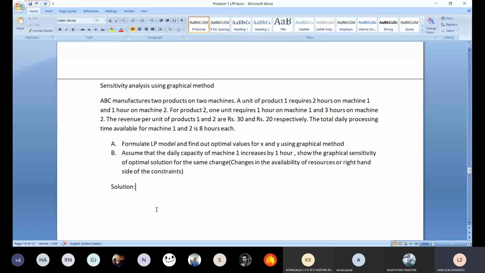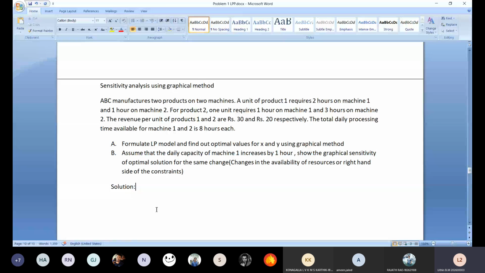Then we have also been given the profit information, which is the revenue per unit of products 1 and 2. So for product 1 per unit, we are going to get a profit of rupees 30, and for product 2 we are going to get a profit of rupees 20. This is per unit. Then we have also been given the total daily processing capacity, the total time available for machines 1 and 2 is 8 hours each. So we cannot go beyond this limit.